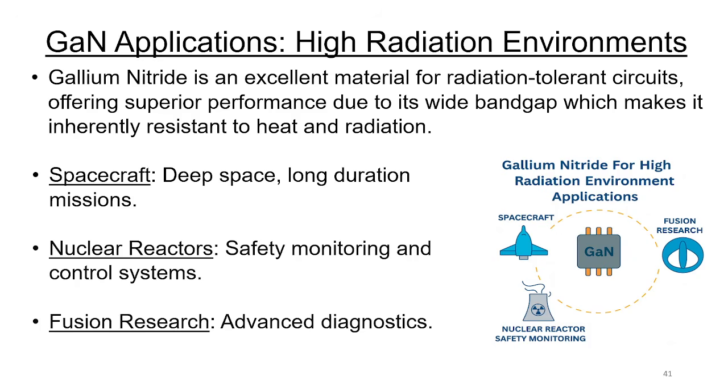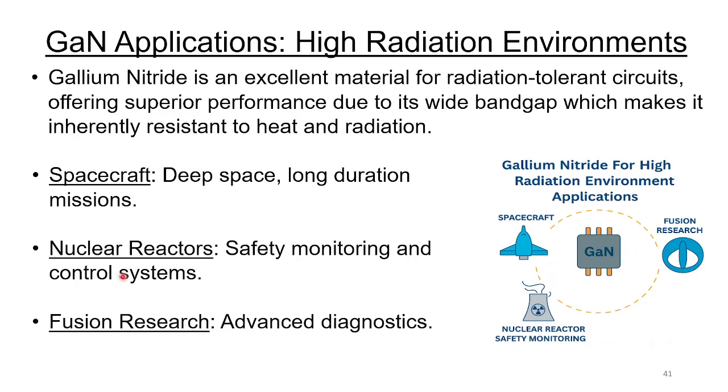The last application I want to talk about is high radiation environments. And gallium nitride is an excellent material for radiation tolerant circuits, offering superior performance due to its wide band gap, which makes it inherently resistant to heat and radiation. I've heard many gallium nitride circuits have total ionizing dose of 1 megarad silicon, which is excellent.